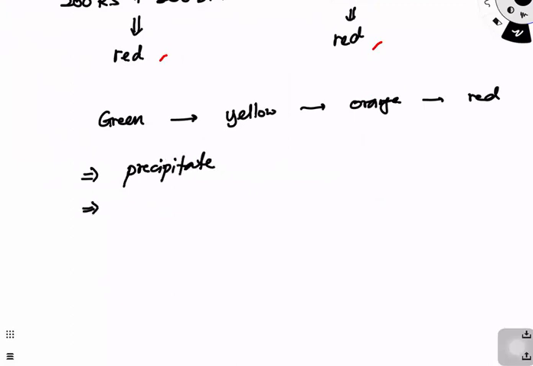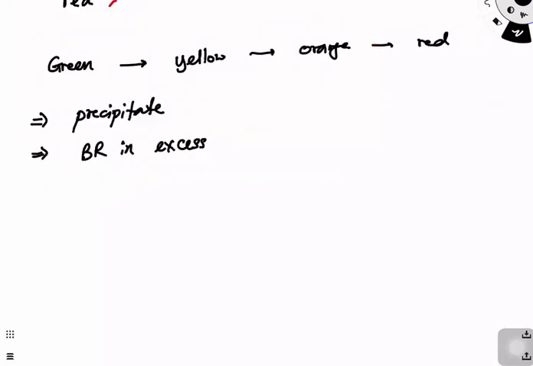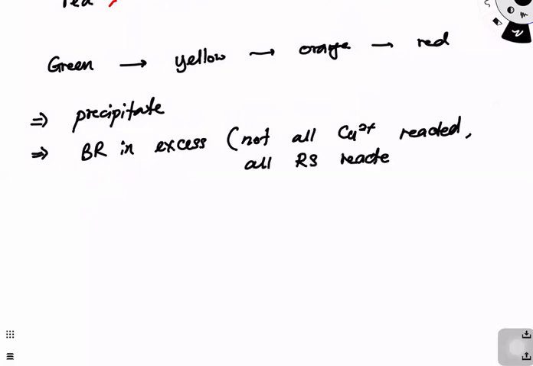So if my Benedict reagent is in excess, that means not all Cu2+ reacted, but I know that all the reducing sugar reacted. Correct or not? Are you clear? If the Benedict reagent is in excess, that means not all Cu2+ reacted, because we have more Cu2+. But our reducing sugars, all of them will have reacted.